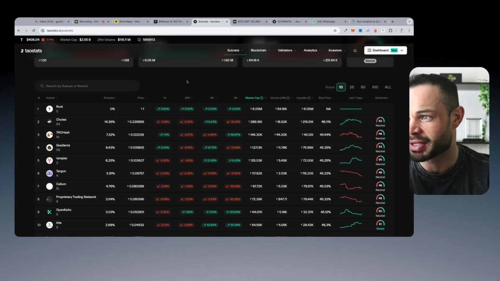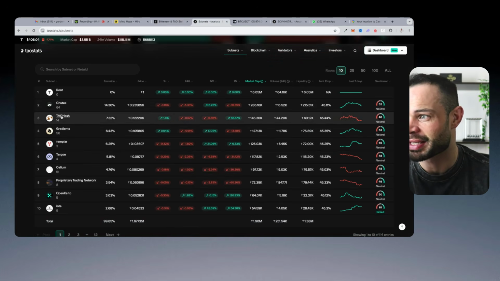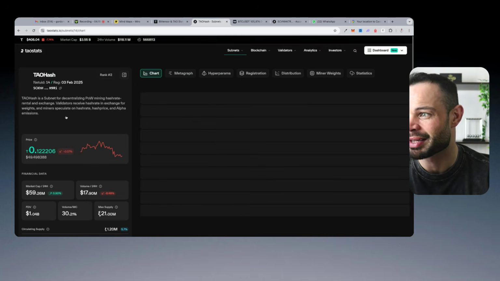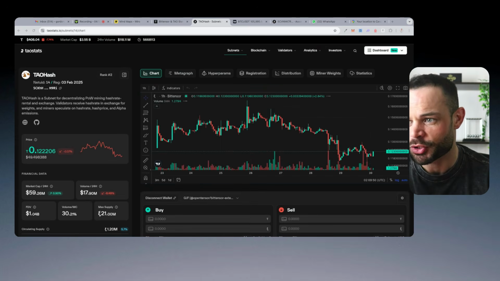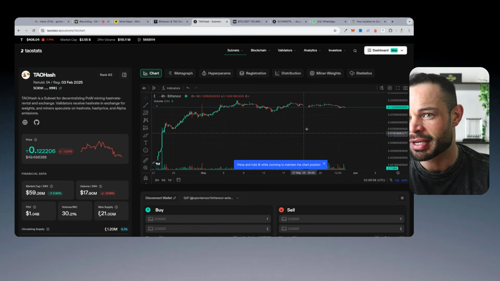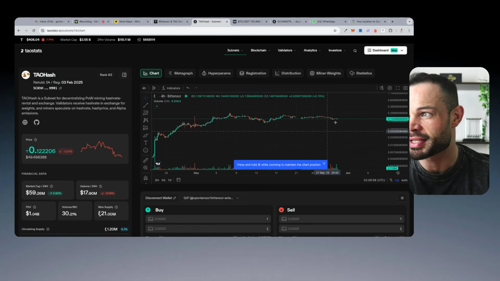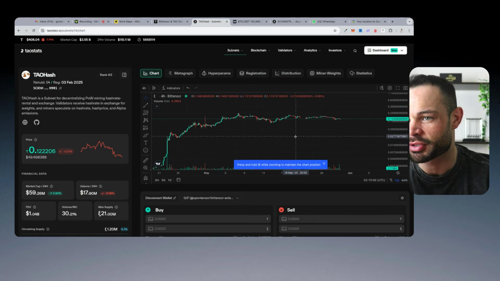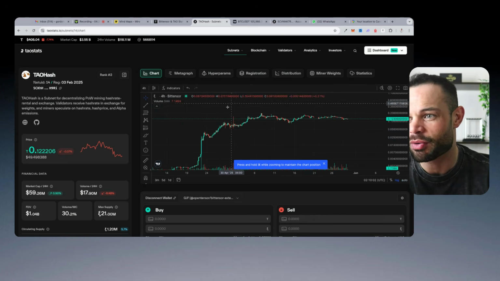If we jump over to Tau Stats one more time, and if I click into an individual subnet like Tau Hash, for example, you can see on the price chart here, we're looking at the hourly. Maybe let's zoom out to a 4-hourly. You can see the price chart is denominating the price of the Tau Hash subnet alpha token in terms of Tau on the chart here.